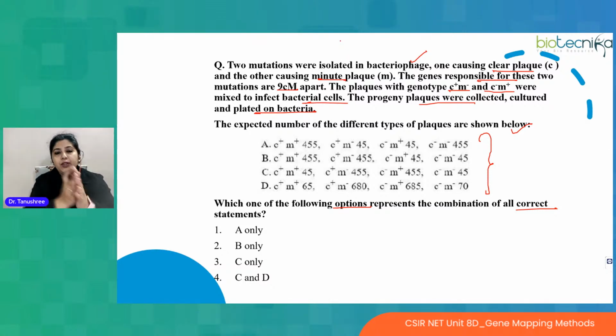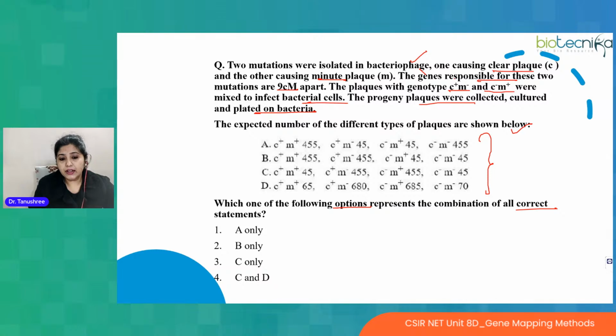So see, I'll just tell you what should be the strategy of solving such questions. First of all, read the question carefully, okay? When you're practicing questions, you can underline or note separately all the important points or data given in the question, right? The information given is that there are two mutations which were isolated in bacteriophages. One is causing clear plaques, and the other is causing minute plaques, that is small plaques.